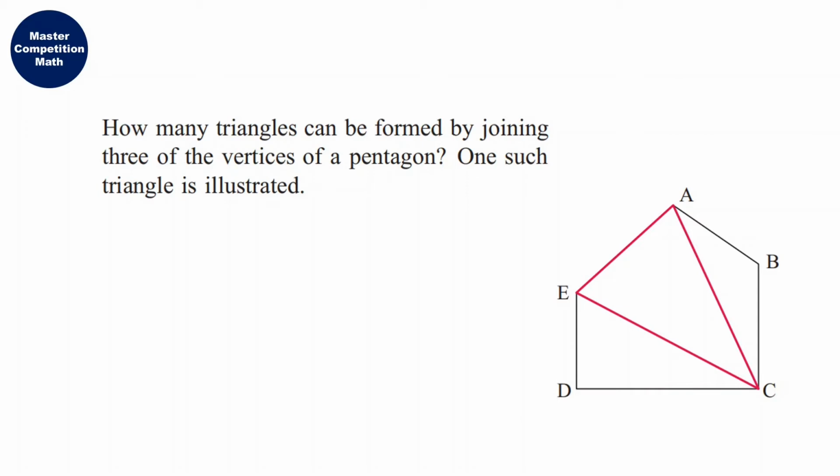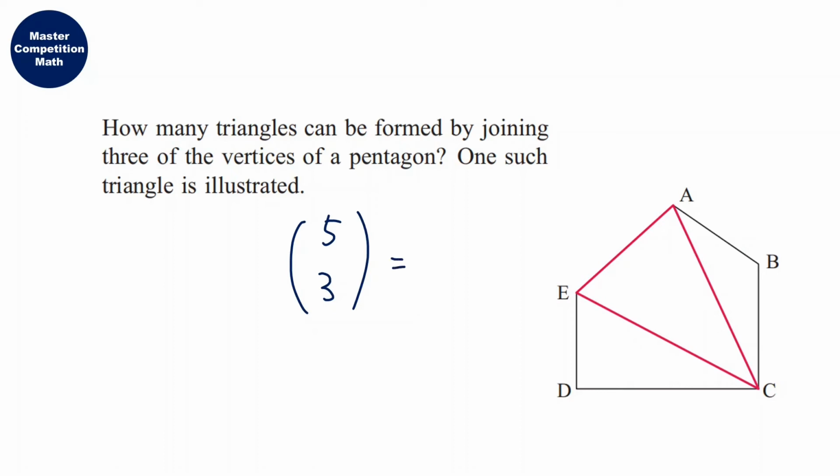Let's see another example. How many triangles can be formed by joining 3 of the vertices of a pentagon? One such triangle is illustrated. So here, let's think, a pentagon has 5 points, and every 3 points can form a triangle. It's actually asking, choose 3 out of 5. How many different ways can we choose?